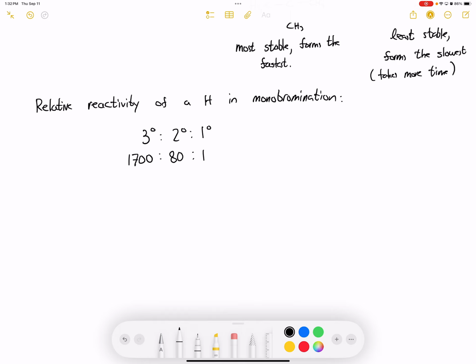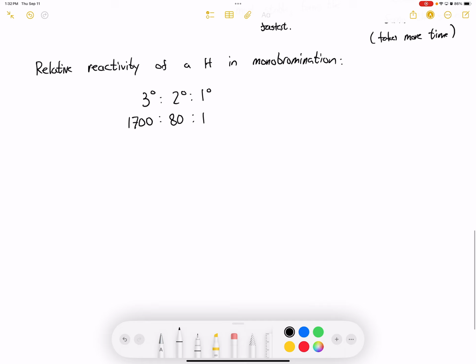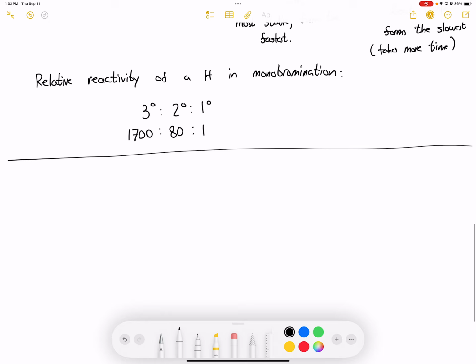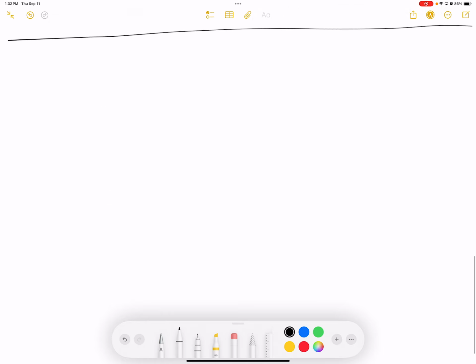Are there any questions? All right, so we'll do an example of how to use this to predict the products. But let me talk really briefly about combustion. Okay. But are there any questions? No? All right. So, combustion.